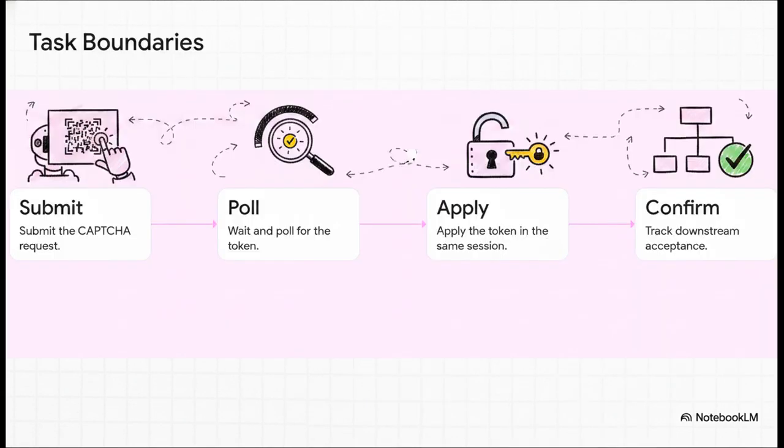Okay, so once you're authorized, you need to strictly define your Celery task boundaries. Decide exactly what that worker is responsible for. I mean, does it just submit the request? Does it poll for the token? Does it apply it? And does it stick around to confirm the downstream workflow actually succeeded? Defining these 4 isolated steps makes debugging so much easier when a component inevitably fails.